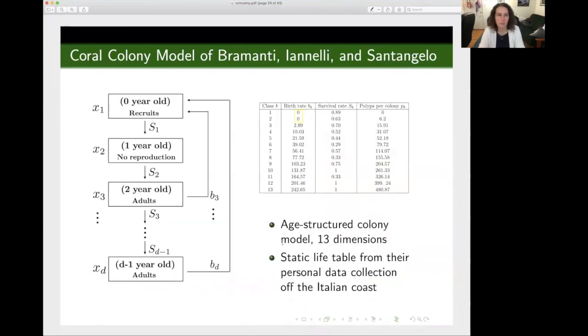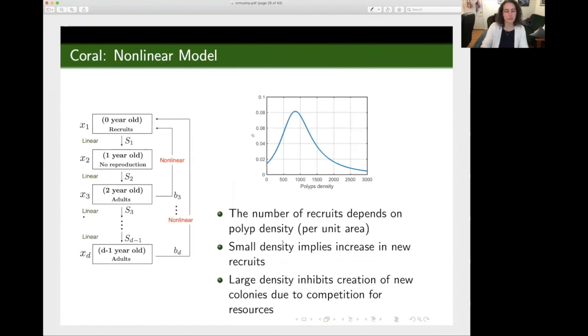Bramante, Ainelli, and Santagalo went scuba diving off the coast of Italy. They're biologists, and they actually counted the number of polyps in a colony depending on the age of the colony. We're using this information in order to make a model. It may seem from what I said before that it's a linear model, but the key point is that the density of the polyps is going to affect the number of recruits.